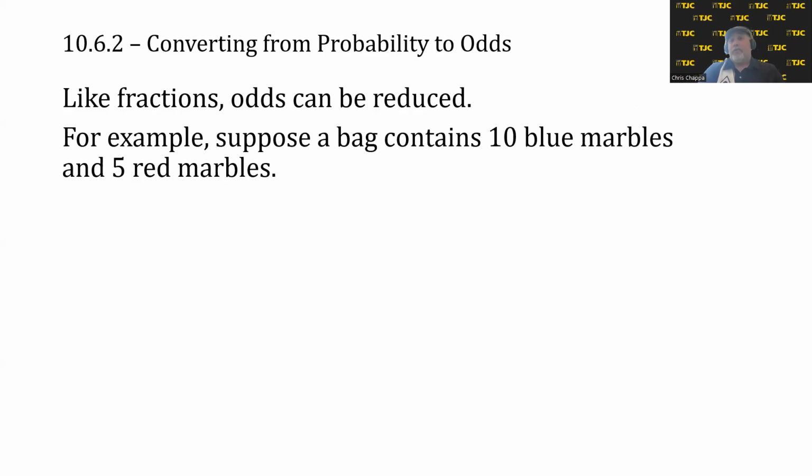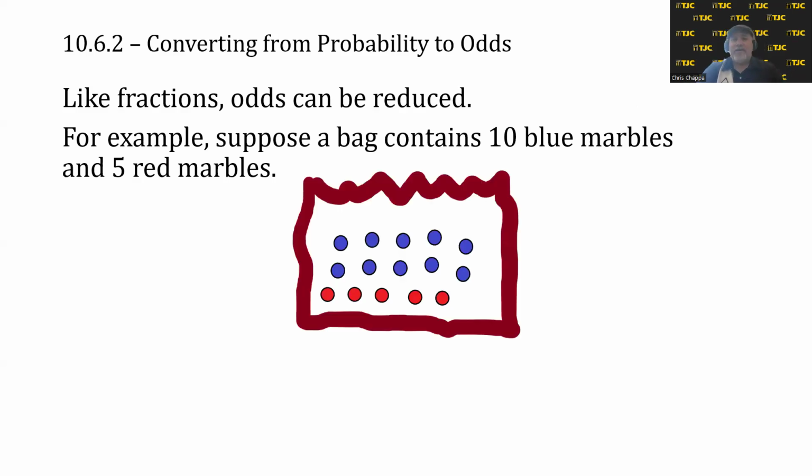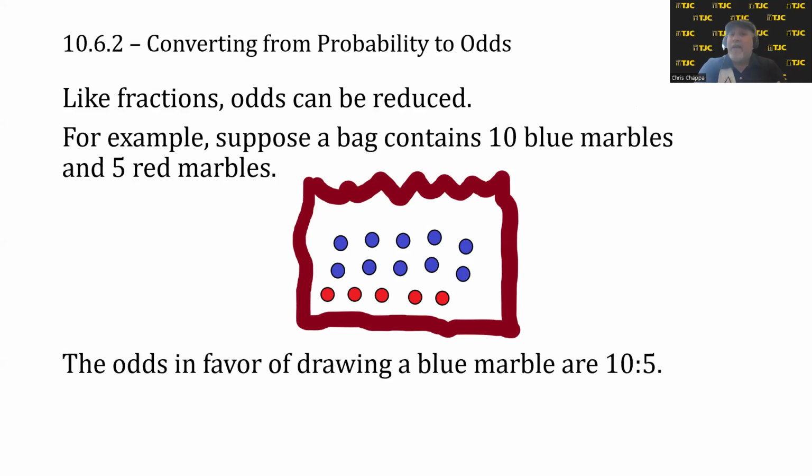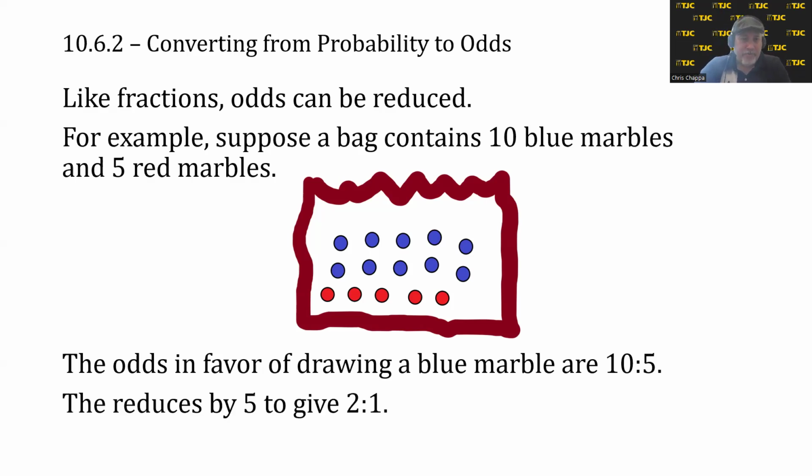For example, suppose a bag contains 10 blue marbles and 5 red marbles. Here's a very crude drawing of that. Round bag, 10 blue marbles, 5 red marbles. The odds in favor of drawing a blue marble are 10 to 5 because there are 10 ways to successfully draw a blue marble and 5 ways to unsuccessfully draw a blue marble.